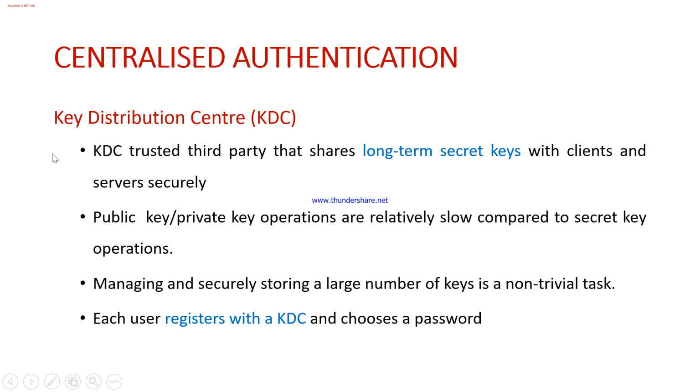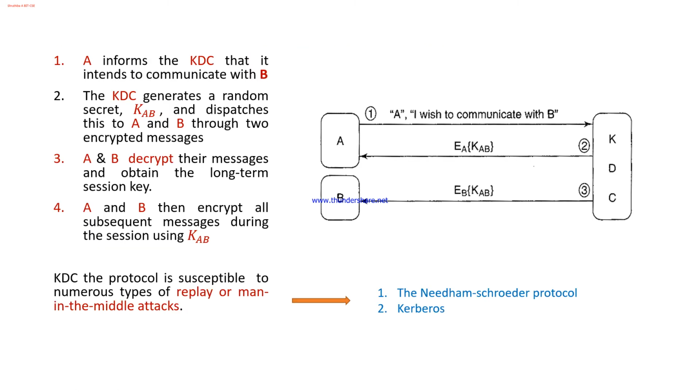So there comes the concept of the key distribution center. What is this center? This is a trusted third party. People have to get registered to this KDC and choose a password. How exactly it will happen: if some person A wants to communicate with B, A will not directly communicate with B. Instead, A will communicate to the key distribution center, sharing its identity and also whom it wants to communicate with. For that purpose, the key distribution center will generate a key. AB is the key, a session key.